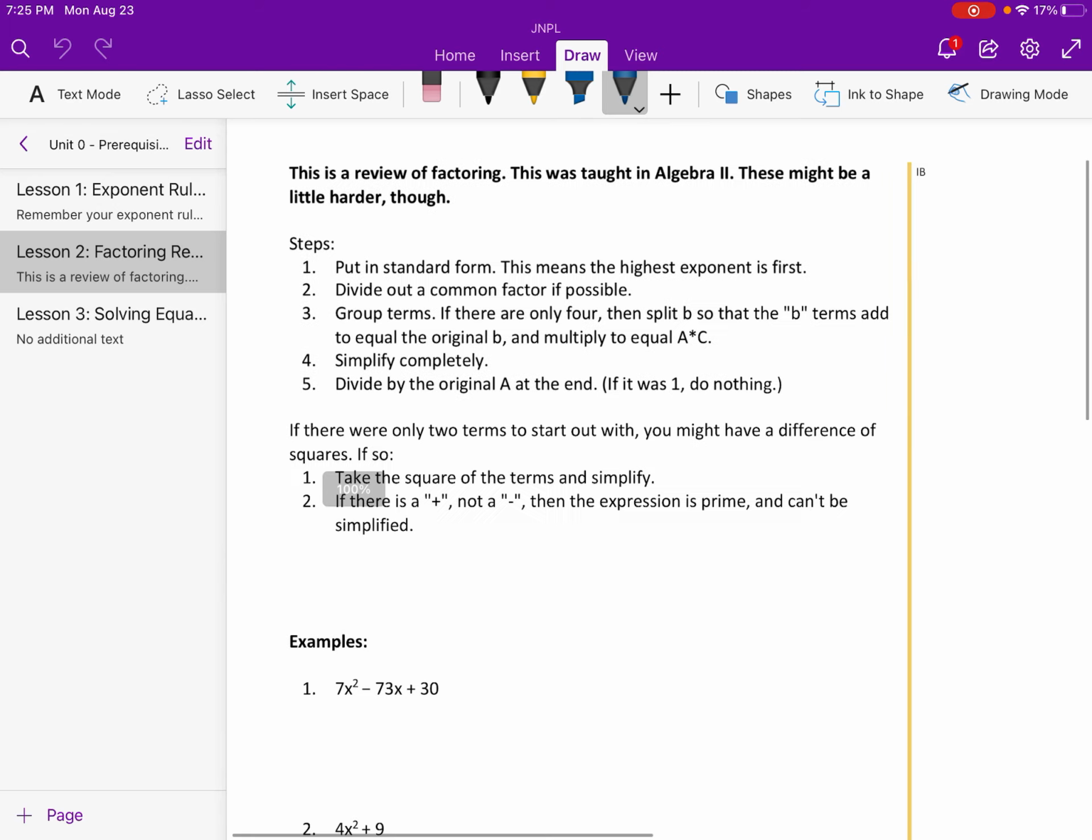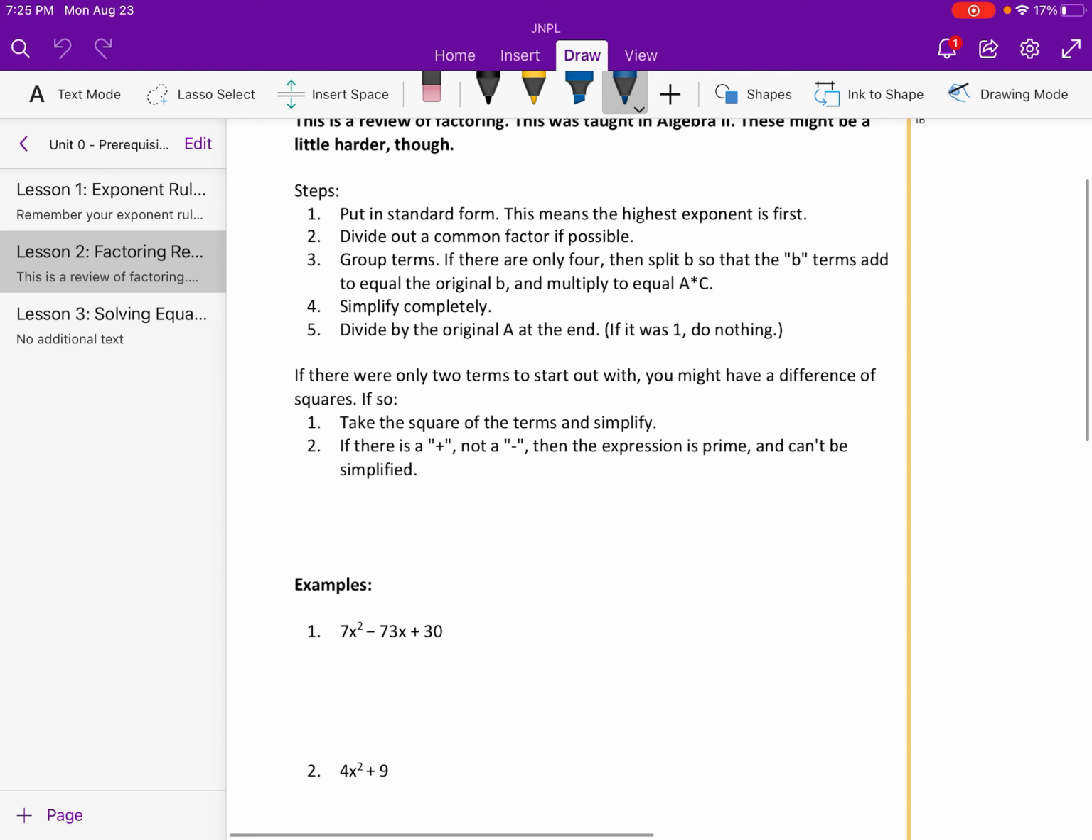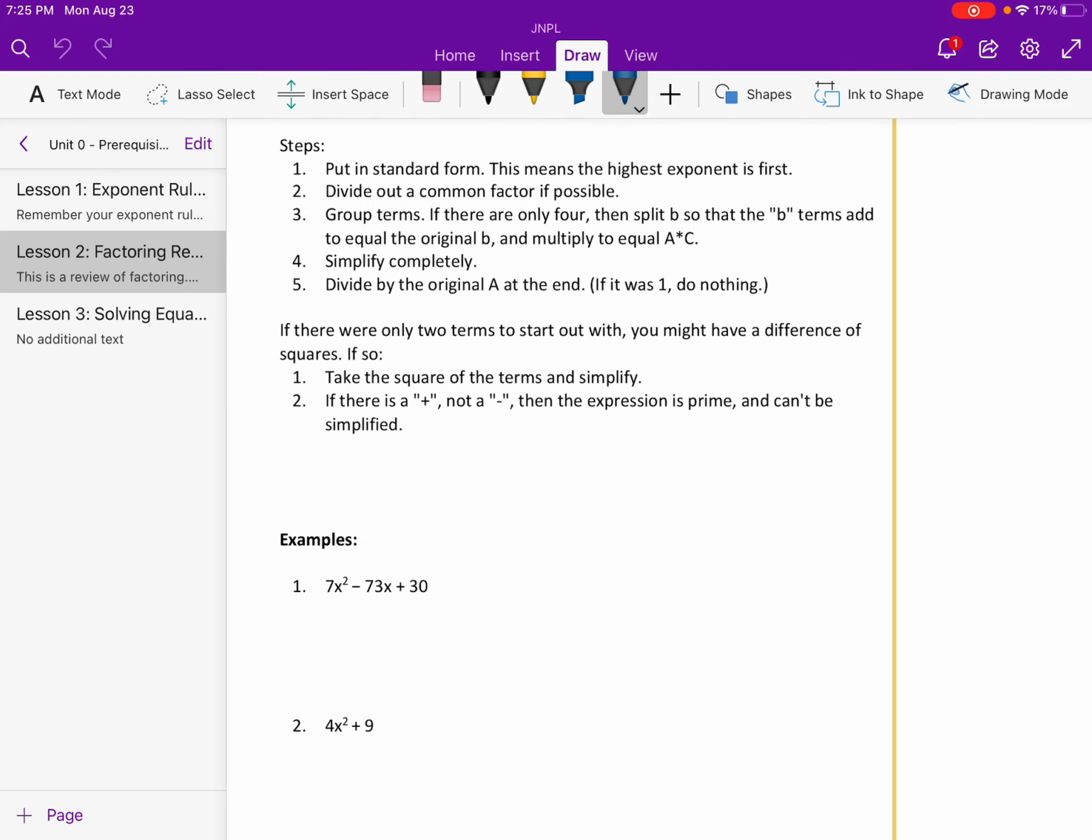So, anyways, here's what steps you have. First, you need to put it into standard form. That means that the highest exponent goes first. So if you have an x to the third and x to the second, x to the third goes first. Then divide out a common factor if possible. So if you see a 2x and a 4, you can divide out a 2. Then group terms. Group them to where you can divide something out.